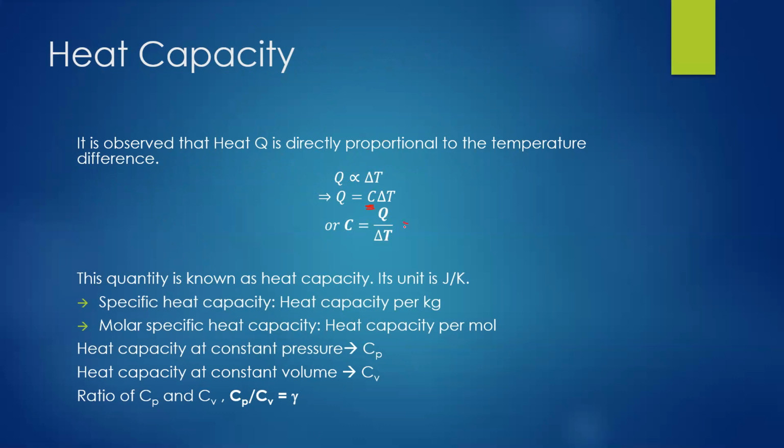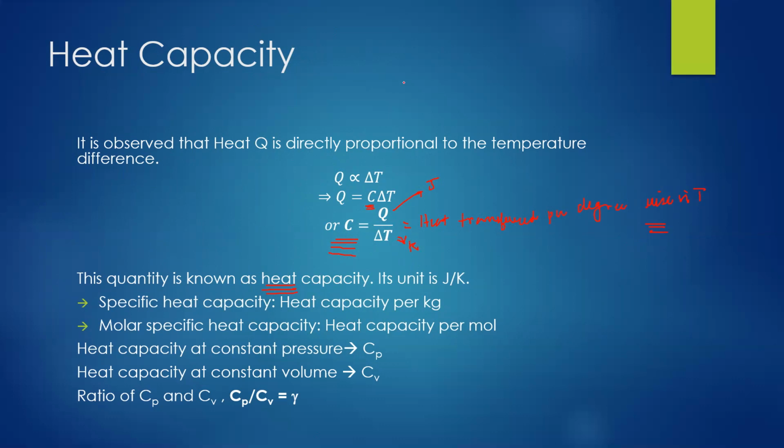So this can be written as heat transferred per degree rise in temperature, right? For 1 degree rise in temperature, whatever would be the heat transfer, that would be C. This quantity is known as heat capacity. The unit of heat is joule. The unit of temperature difference or temperature is Kelvin.